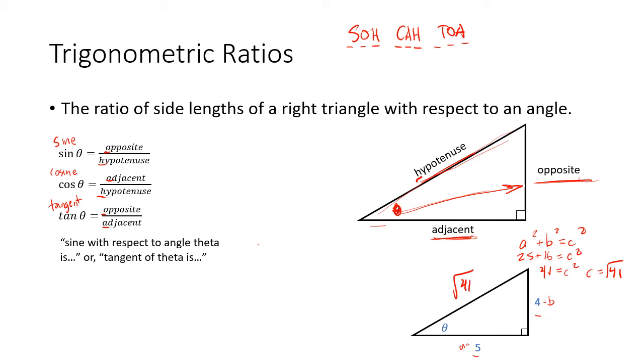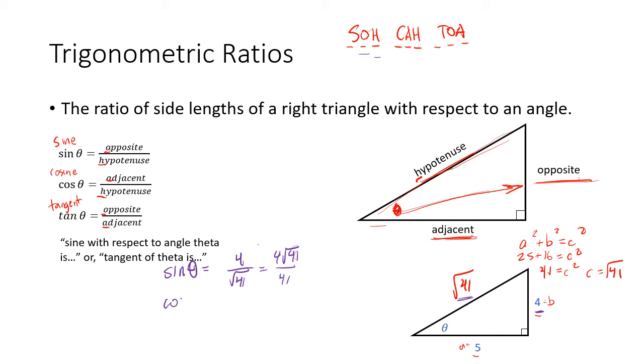So if I wanted to know what the sine of theta is for this example, I would say it is the opposite side divided by the hypotenuse. Right? So sine is opposite over hypotenuse. The opposite side of this triangle with respect to theta is 4, and the hypotenuse is the square root of 41. If we rationalize this, that's going to be 4 times the square root of 41 divided by 41, because we'd multiply the top and the bottom of this ratio by the square root of 41.